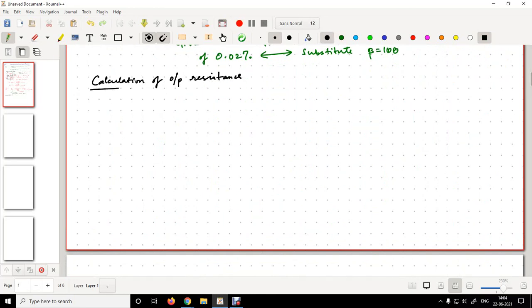Okay, calculation of output resistance. Right. So here make I references 0. Okay. So how does the circuit look like? So here you will have Q2 like this. This one is Q1. This is anyway grounded.